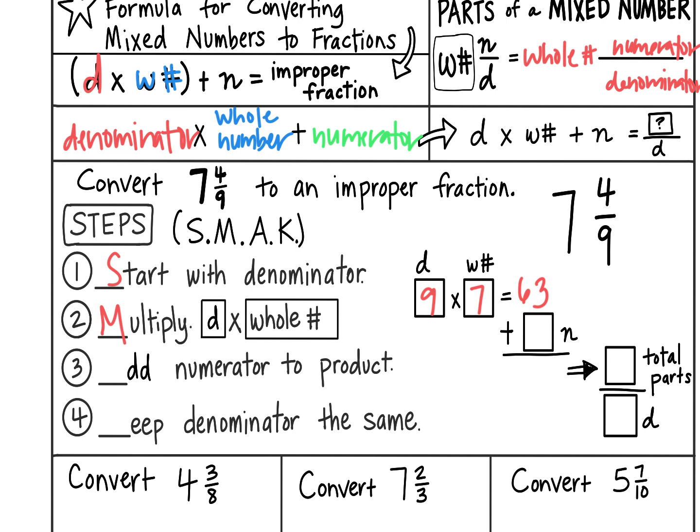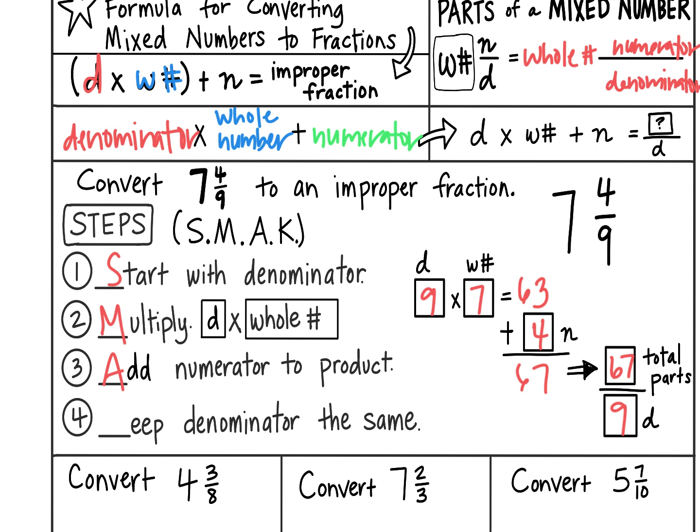Now, step 3 is to add the numerator to the product. What is my numerator? I'm using this mixed number right here. 4. Guys, I'm waiting. We can get through this quick. Okay. Now I add this together, and I get 67. So this is going to be the total parts out of the denominator, which was what? 9. So 67 ninths is the improper fraction of the mixed number 7 and 4 ninths.